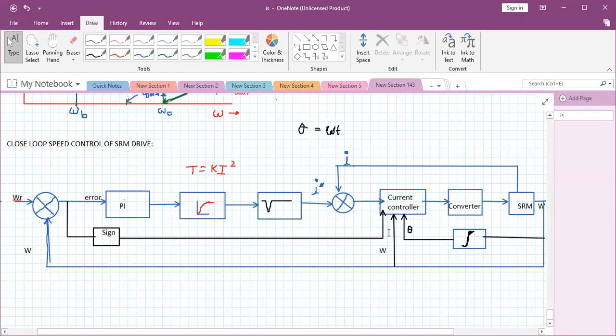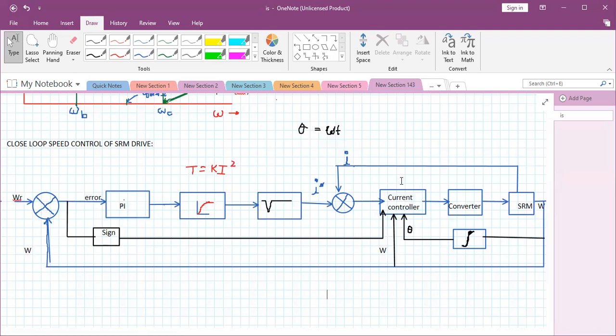In the next session we will discuss the different converter topologies. It requires hardly half an hour, and then we will see one design related to the SRM. Is it clear to all of you up to this?